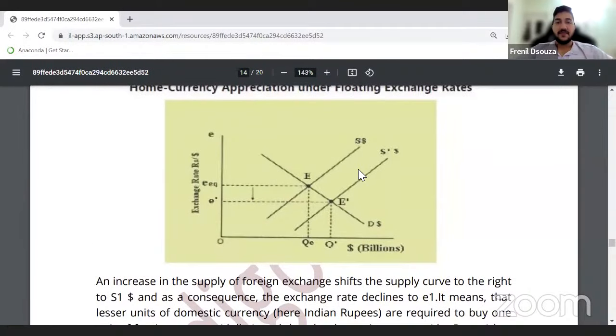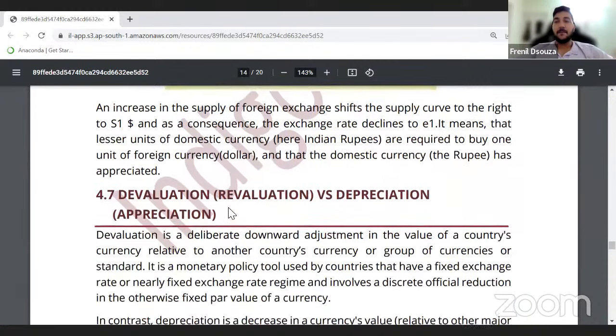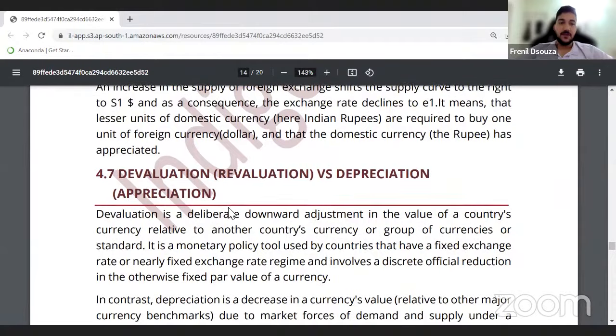Next, the home currency appreciation is also shown. That is what happened. The supply of dollar increased. When the supply increases, definitely the price of dollar will decrease, right? So S became S1 and the new equilibrium from E to E1 and the price has dropped. Okay, this is how changes happen in floating rate regime.